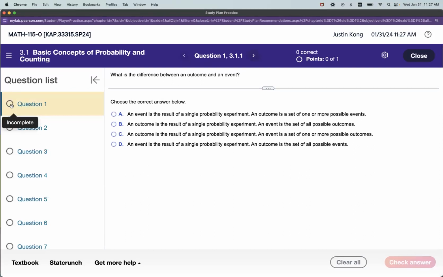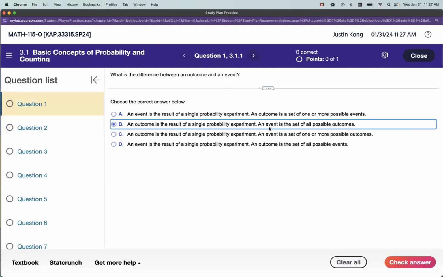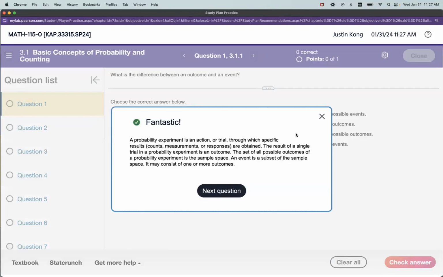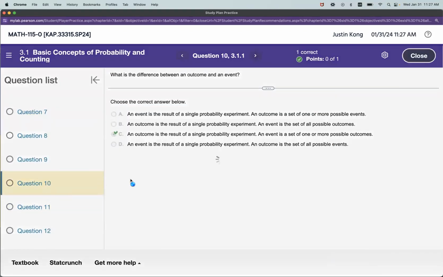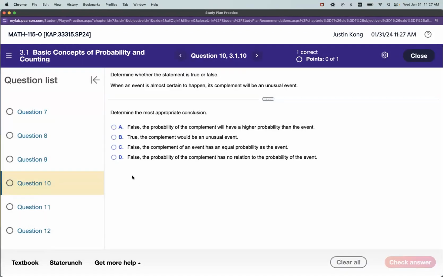Okay, question one. What's the difference between an outcome and an event? The outcome is usually just one thing, and an event is like a collection of outcomes. So an outcome is one single result. Well, no, an event is not all possible outcomes, it's a collection of them, one or more. Yeah, that looks right. Okay, number 10. The first one's just a vocabulary question.